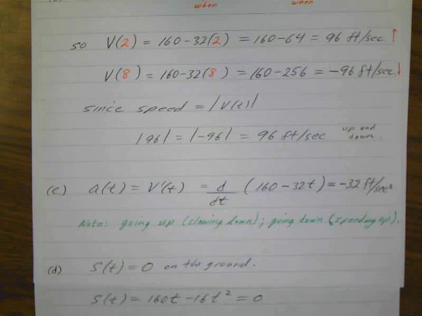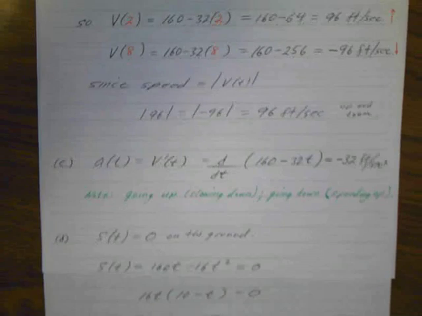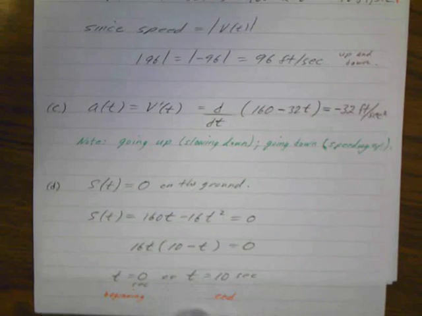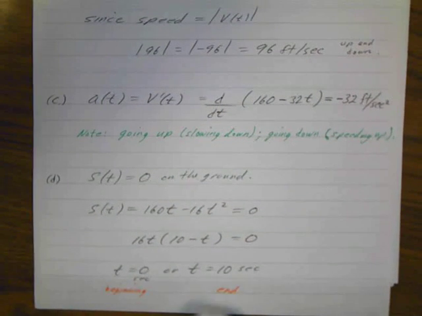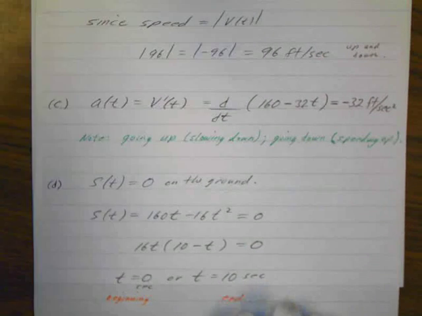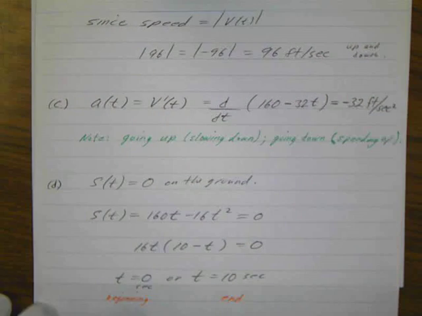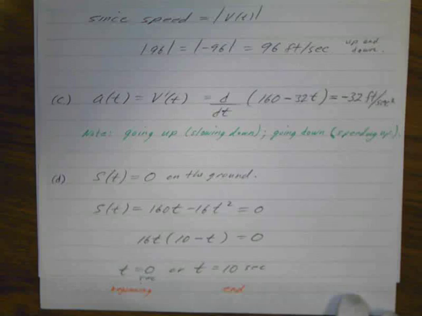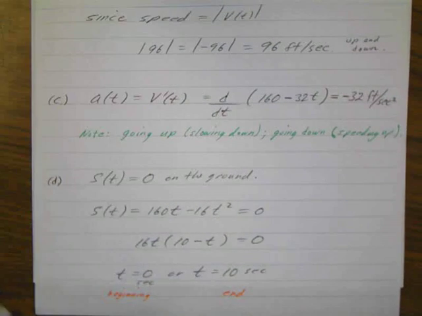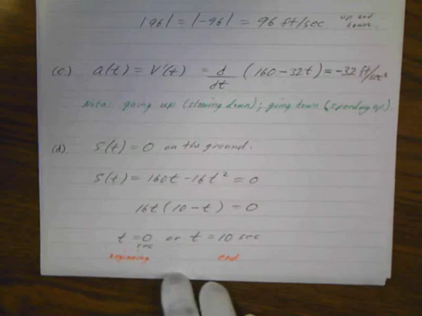Okay, and then the last part, letter D. When does the rock hit the ground? Well, this is the position function, so it's on the ground when the position is 0. So I just set that equal to 0 and find out what value of time makes that 0. That'll tell me the when for where is 0. Okay, so let's move this up here. There we go.